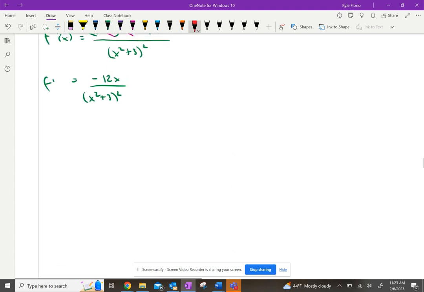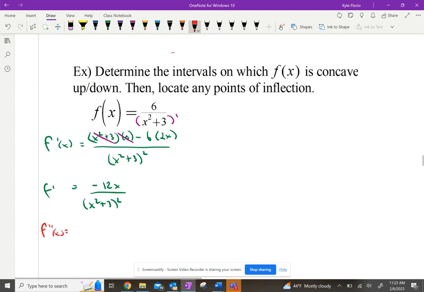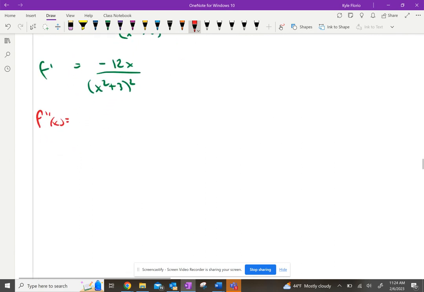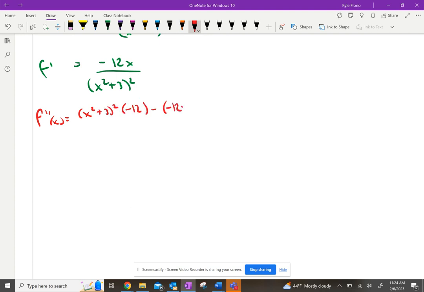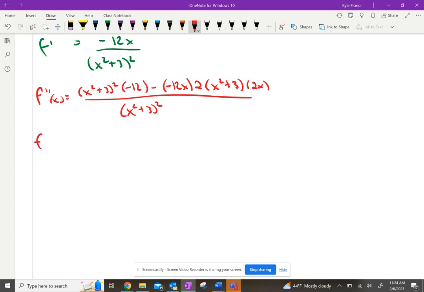So let's find the derivative of the derivative. I'm not going to use that same trick because then I'd be using the product rule and it's just not worth it because there's an x up here. Here the numerator just had a constant, which is why I did it. So I'm going to do the same thing: low d high minus high d low. The derivative on the bottom is going to be a chain rule. It's going to be 2 times x squared plus 3 to the first, which I'm not going to write, times the derivative of the inside, which is times 2x. All over that.